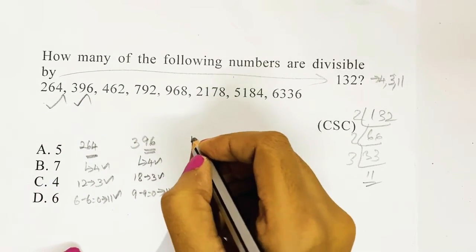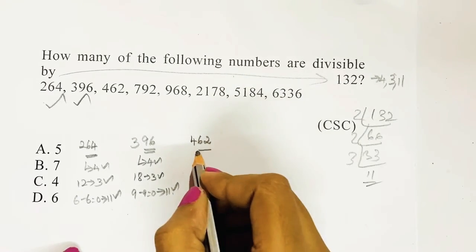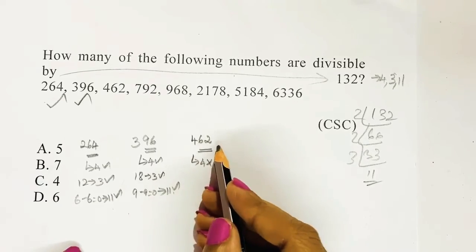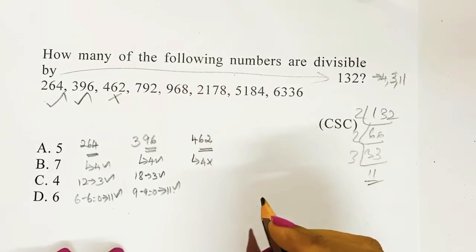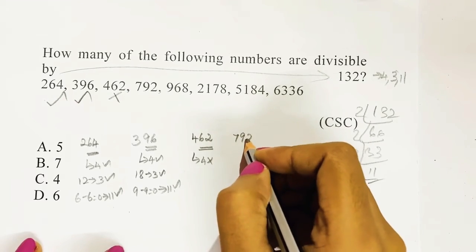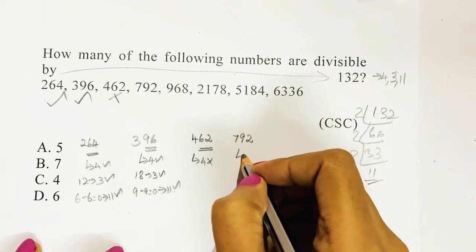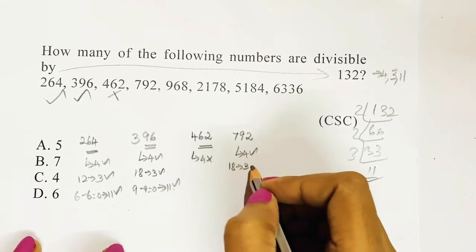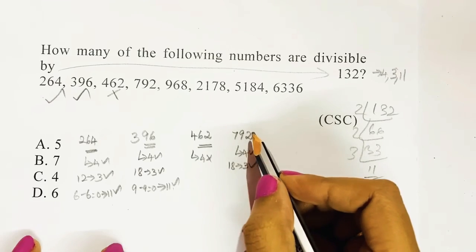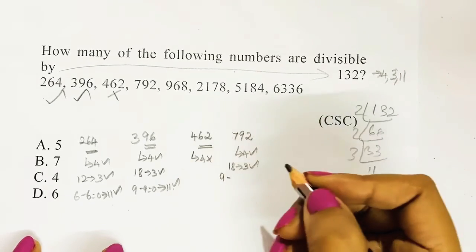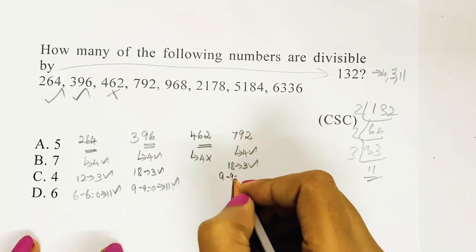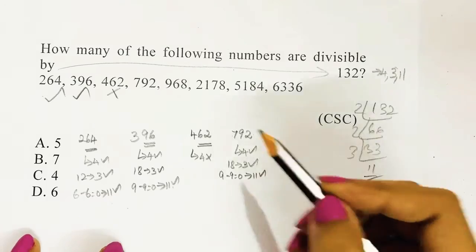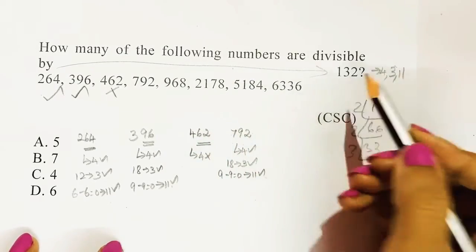The next number is 462. The last 2 digits are 62, which is not divisible by 4. So this number is not divisible by 132. The next number is 792. The last 2 digits are 92, which is divisible by 4. The summation of the digits is 18, which makes it divisible by 3. The sum of the digits in odd places is 7 plus 2, 9. Minus the sum of the digits in even places, 9, equals 0, which makes it divisible by 11. As this number is divisible by 4, 3 and 11, this number 792 is divisible by 132.